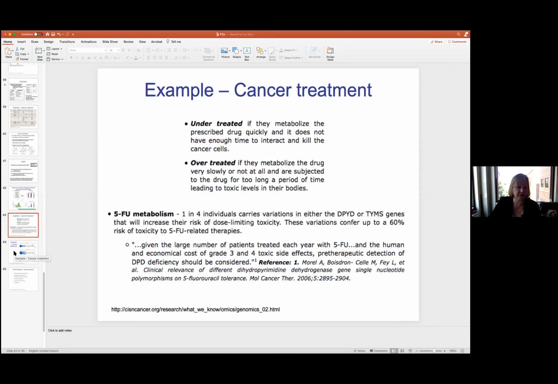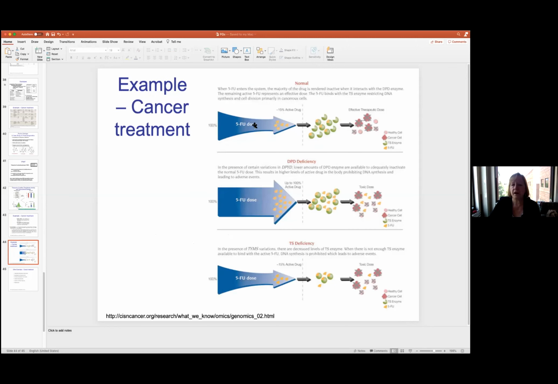So here's the example in cancer treatment. In the case of a normal person, they are given a dose, and around 50% of the drug, 15% of the drug is active, right? So when it binds to the enzyme, it's going to take out about half of this enzyme here. And then now you're going to have an effective therapeutic dose. You're killing the cancer cells and not killing too many of the healthy cells. This is when you have the proper amount of the thymidine synthase enzyme, okay?